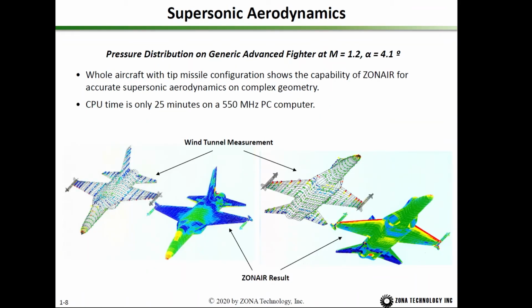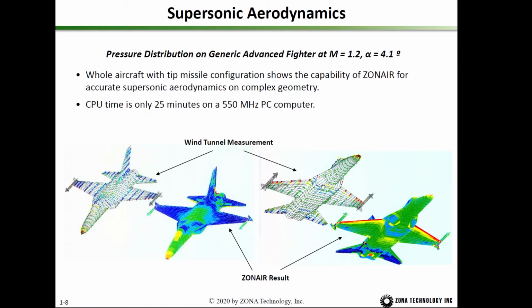For the supersonic condition, shown here is a generic fighter, and this is the wind tunnel measured CP on the upper surface of this generic fighter, at Mach 1.2 and angle of attack 4.1 degrees.